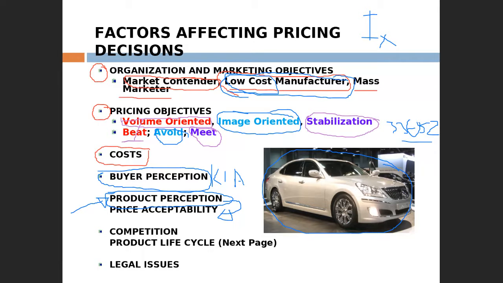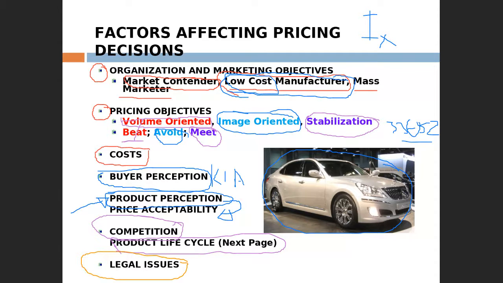Then your pricing decision also varies on the basis of competition you face in the marketplace. To understand the nature of competition that you face and how pricing decisions can vary, let us look at the product life cycle on the next page. Once we do that, we will move forward and put all these factors together. Because we're not going to come back, let's talk about the last point over here, legal issues, and then let's move forward.